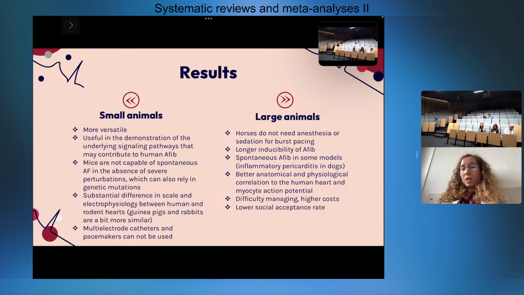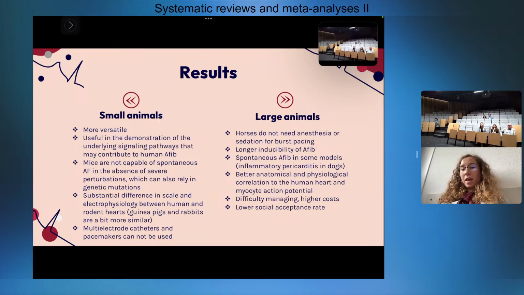On the other hand, large animals do not need anesthesia or sedation. They can be awake during the procedure, and the atrial fibrillation is sustained longer, because for analyzing different kinds of medication, there is a need of up to 50 weeks of sustained atrial fibrillation to analyze all their effects so that they can be applied in humans in the future.